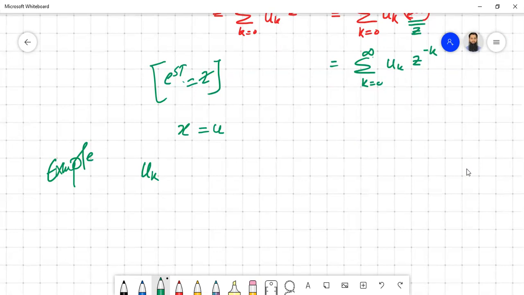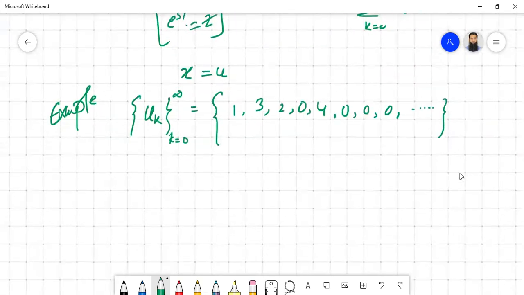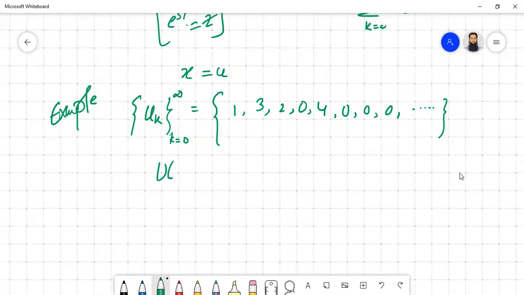So if you want, you can also write XK, no problem with that. So we have a series of pulses, from K equal to 0 to infinity. And the pulses are something like this: 1, 3, 2, then 0, 4, then it continues as 0. Okay, so if this is a pulse, then they're asking us to find out what will be the Z transformation. So this is what we have to do.